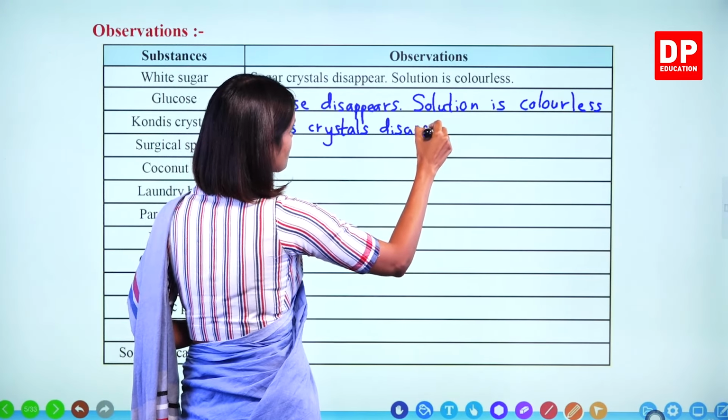In this solution, what are the substances dissolved? Salt is dissolved in water. Right? Water is the solvent. Salt is a substance that is dissolved in the solvent. Okay? So here what happens? In these solutions, we separate the substances dissolved in water. Salts are dissolved in water. When the water gets evaporated, what happens? Salt will get separated from water. Understand, children? Right.